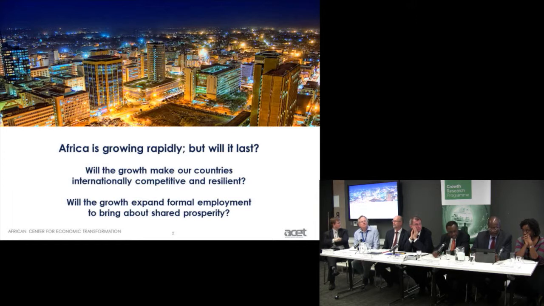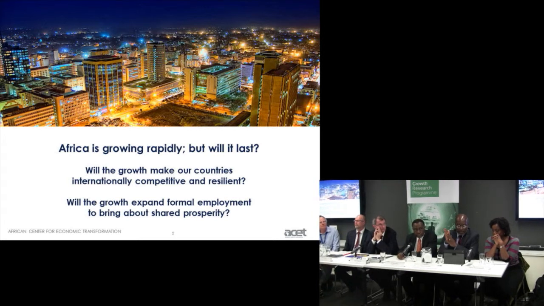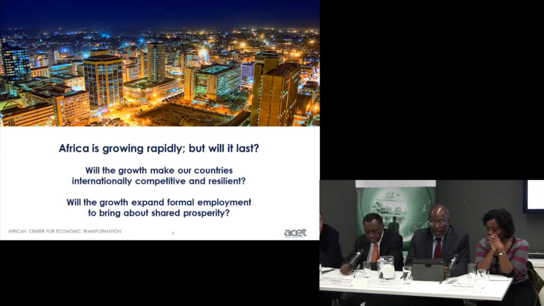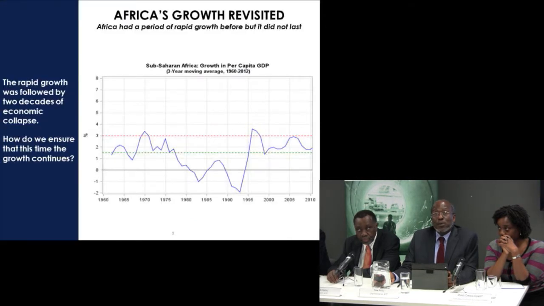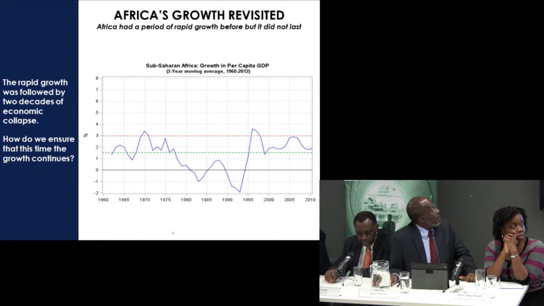Africa is growing again. That's the good news, but the question is, how do we ensure that it lasts? The next graph here shows the history, basically the trend of per capita GDP growth in Africa starting from the 1960s. And you can tell that if you compare the mid-60s to the early 70s, the type of growth rates that we're getting, about 3% per capita, was pretty much what we are getting now, that everybody's basically celebrating.